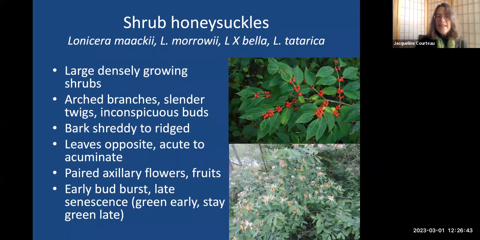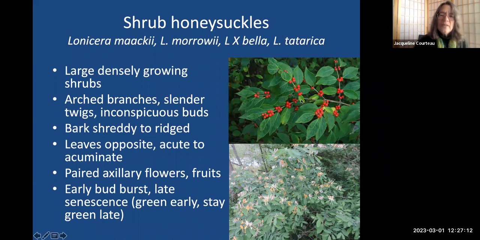but all of them have in common that they have these paired axillary flowers and fruits. So you can see our distinctive honeysuckle-shaped flowers here, and then these paired fruits right in the axils of the leaves. And even after the fruits themselves have fallen off, sometimes the peduncles, those little stems that hold the fruits, will remain in place. So you can sometimes, even without fruit, see this pattern.